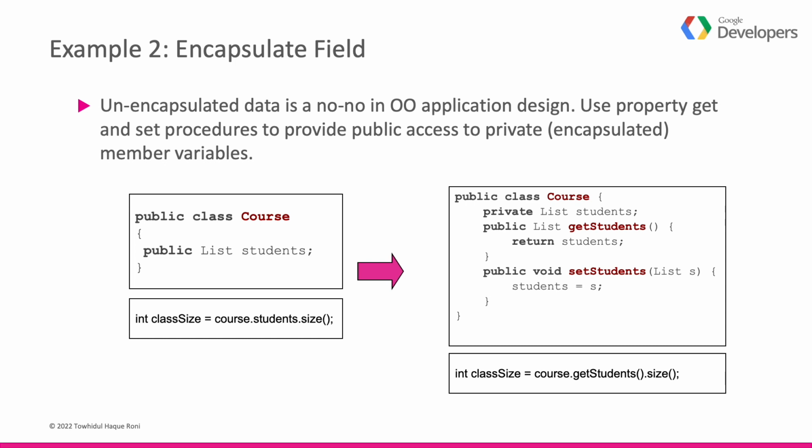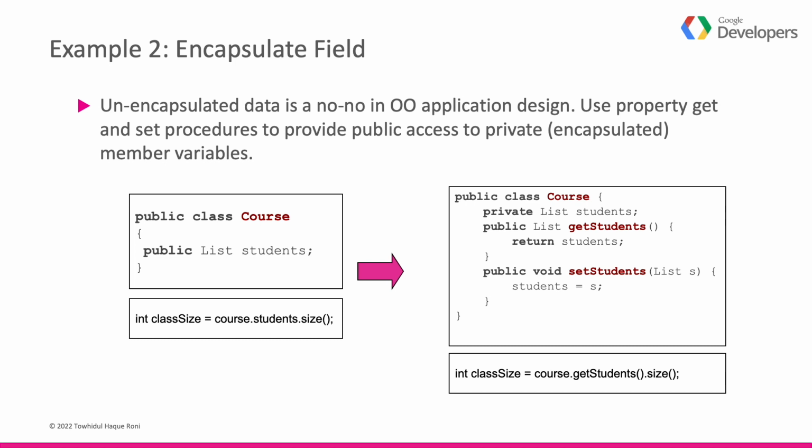Here, anyone can access and modify the student list directly without any checks or control. But fear not, we have a solution that will not only enhance the design but also promote better code organization and maintainability. In the improved code, we have encapsulated the list of students by making it private. We have also introduced getter and setter methods to provide controlled access to this encapsulated data. The getStudents method allows us to retrieve the list, while the setStudents method enables us to modify it.